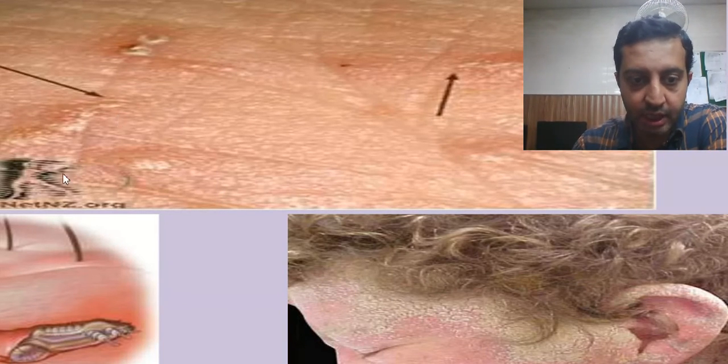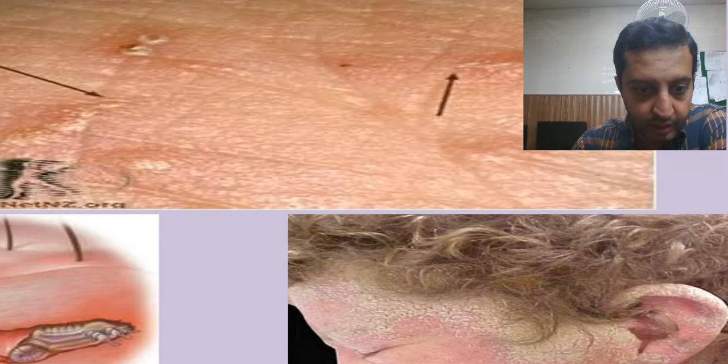Here you can see the skin, these are the hairs, and here that bug is causing burrowing, and here is the female Sarcoptes scabiei, and it is hatching eggs. Here you can see the eggs, and here is the fecal matter.